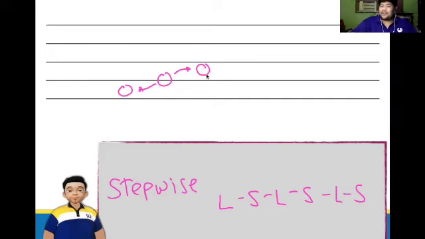Just like this note here on space number 2, if I want to go one step higher, all I have to do is go up to line number 3. But from this note again, if I wish to go down one step lower, I will have to go back to line number 2. And that is how the stepwise motion is in music.